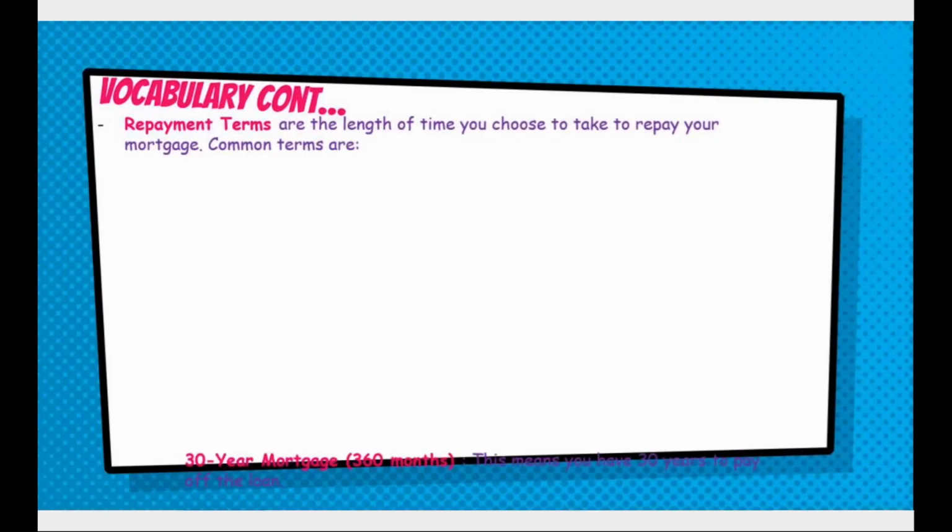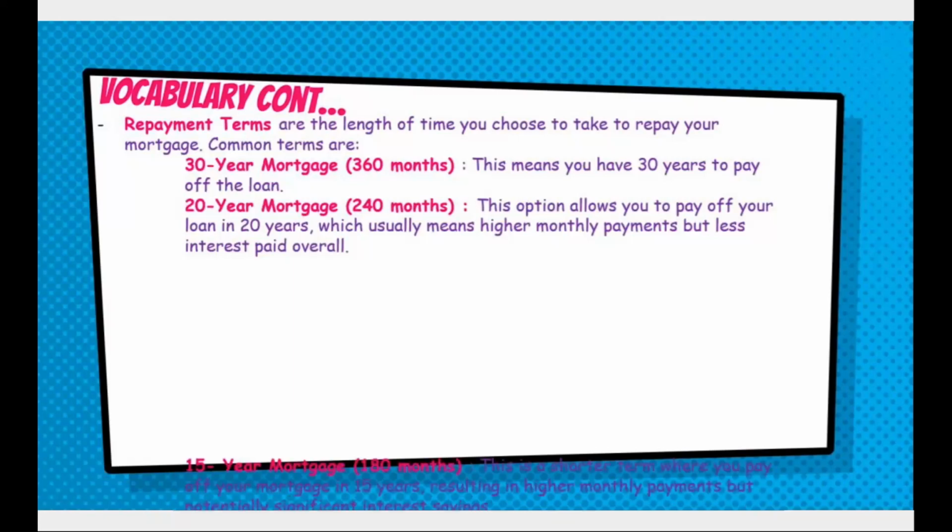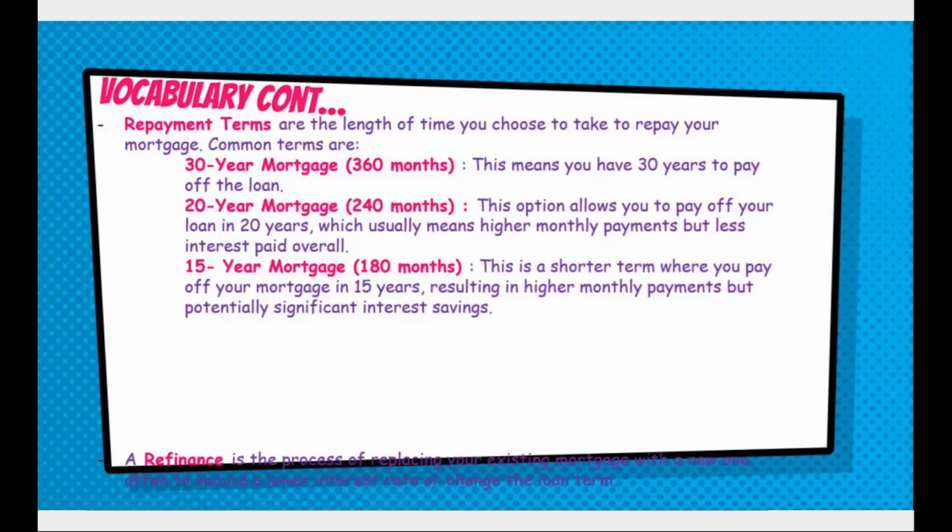Then you have repayment terms. They are the length of time you choose to repay your mortgage. Common terms are a 30-year mortgage, which is 360 months. This means you have 30 years to pay off your loan. Another one is 20 years or 240 months, or 15 years or 180 months.